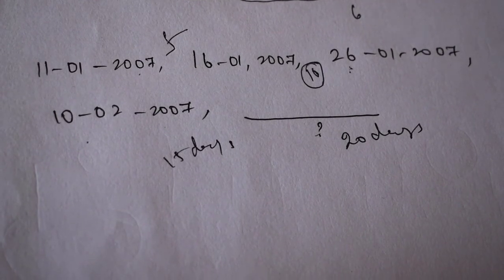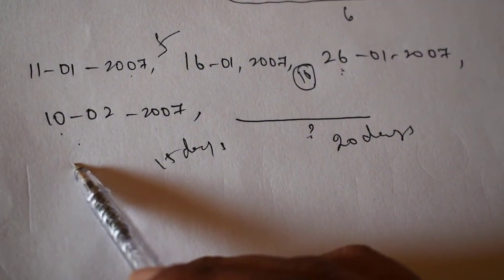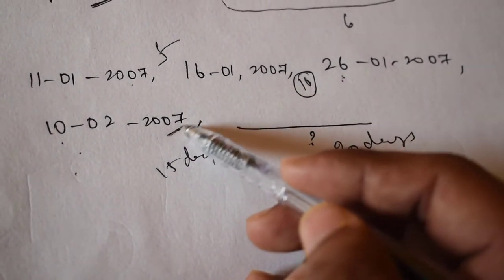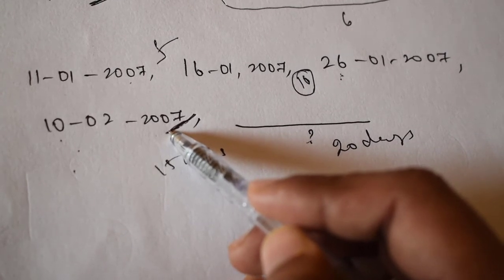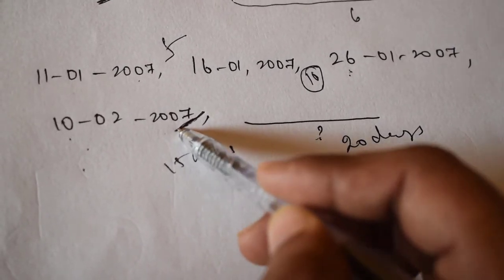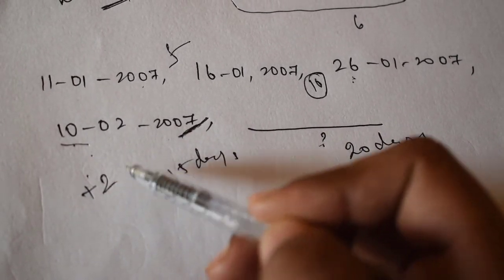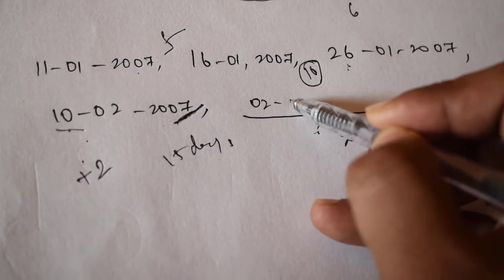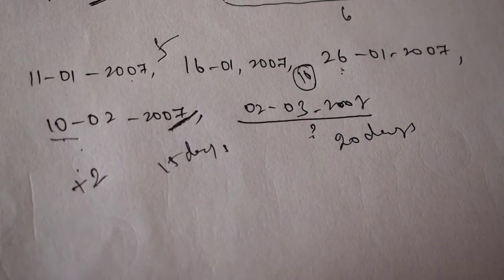So let us add 20 days to it. 10 plus 20, it is 30. But in the month of February, we only have 28 days. Since it is 2007, it is not a leap year. The month of February ends with 28 days. So we can only have 18 more days here, and we need to add 2 days extra. So it will be the 2nd of March 2007. That completes this number series.